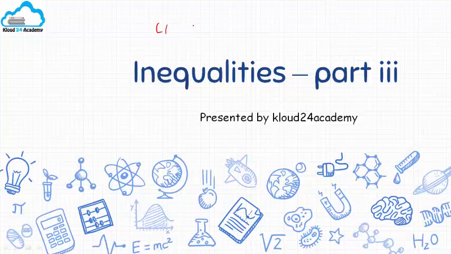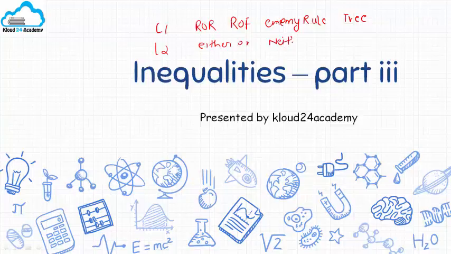In lecture 1, we covered various concepts such as rule of ranking, rule of flip, enemy rule or no conclusion rule, tree formation, etc. In lecture 2, we covered either or and neither nor cases. So in case you haven't watched these two lectures, do watch them now because they will be very helpful in today's session.